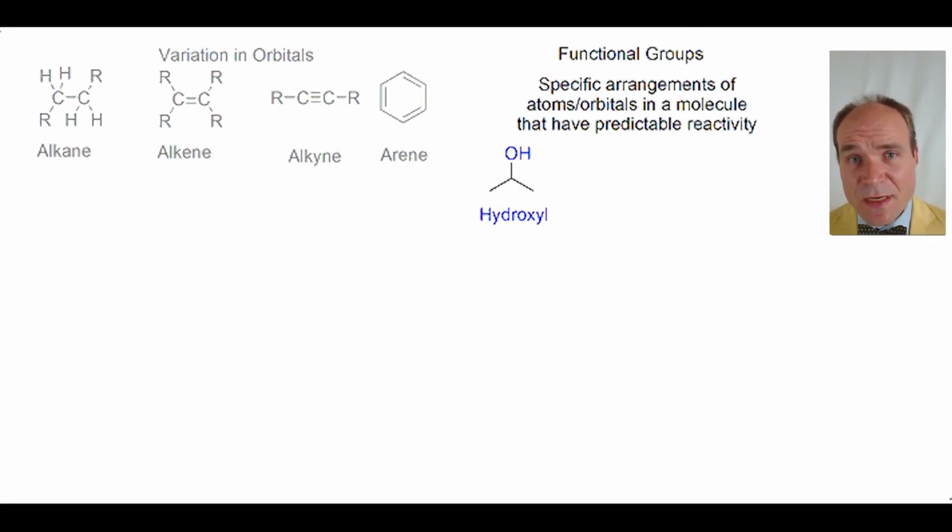Now, a hydroxyl group is an oxygen singly bonded to a hydrogen and also singly bonded to another atom. I'm not being very specific about what that other atom is. So let's look at a single example. If that other atom is a carbon, we could talk about a hydroxyl group, being the oxygen and the hydrogen, but we could also talk about an alcohol, where we're discussing the carbon, the oxygen, and the hydrogen.